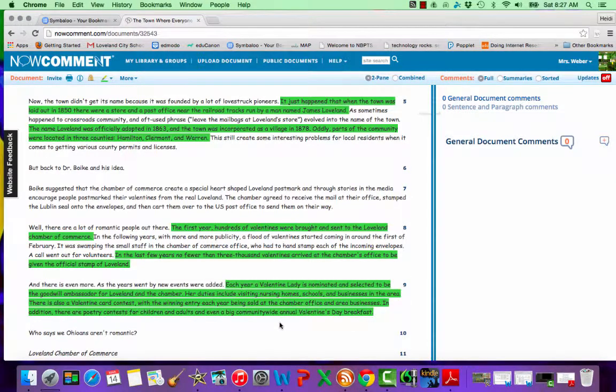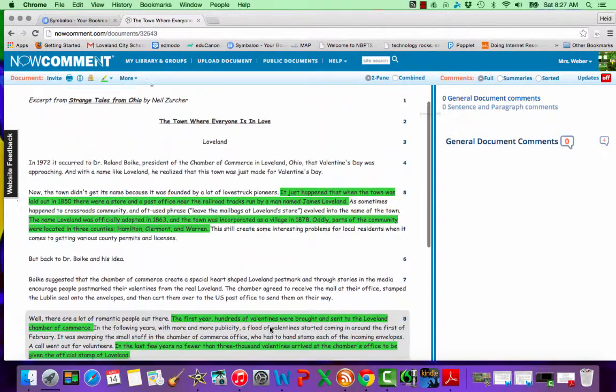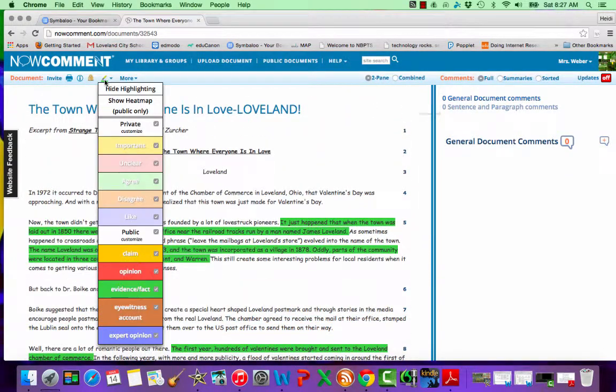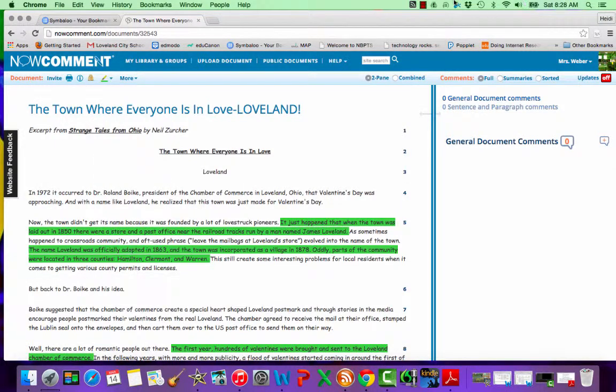This final section here, I also know to be true. I've seen our Valentine lady in our school every year since 1999. So these are some of the facts or evidence that I can find. I'm going to move on to opinions now.